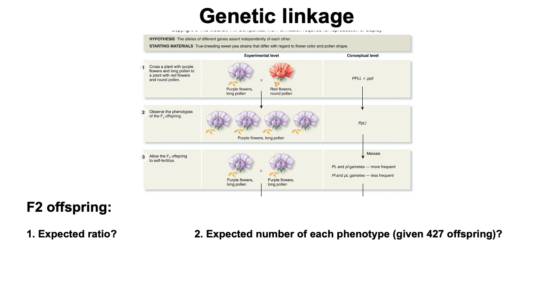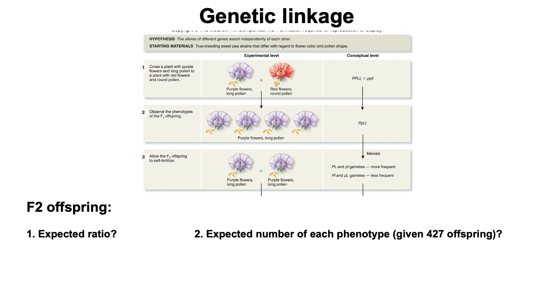So in this slide, we have one of the first demonstrations of genetic linkage. Again, we're looking at two traits here. We're not compounding or confounding this with epistasis or any of the polygenic stuff we've been talking about. We're just looking at two genes, and each one influences a single trait. In this case, we're looking at flower color, which is either purple or red, and pollen grain length, which is either long or round.